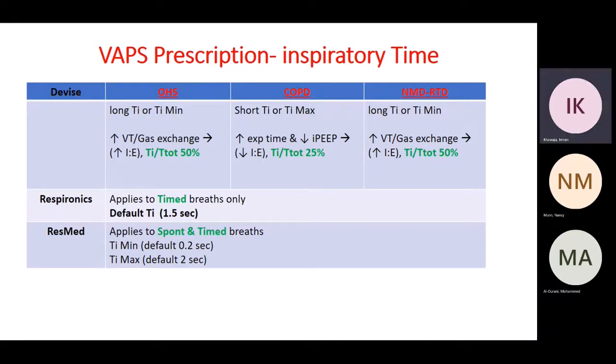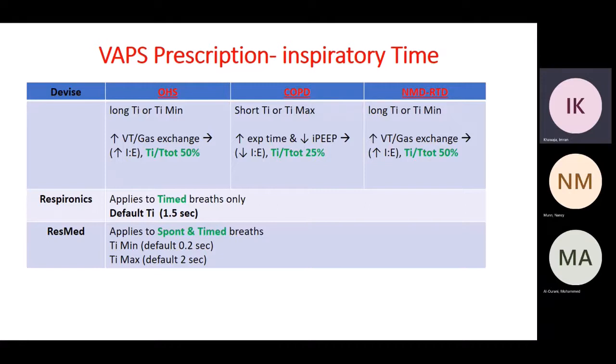The only difference between, and again, I told you there are differences between the IVAPS and the ResMed and the AVAPS. It's not just that one goes with a target of alveolar ventilation, the other one is target volume. Here, the inspiratory time in Philips Respironics, if you're having someone on AVAPS in spontaneous timed mode, then the TI time is going to be applicable only to the timed breath, not the spontaneous breath.